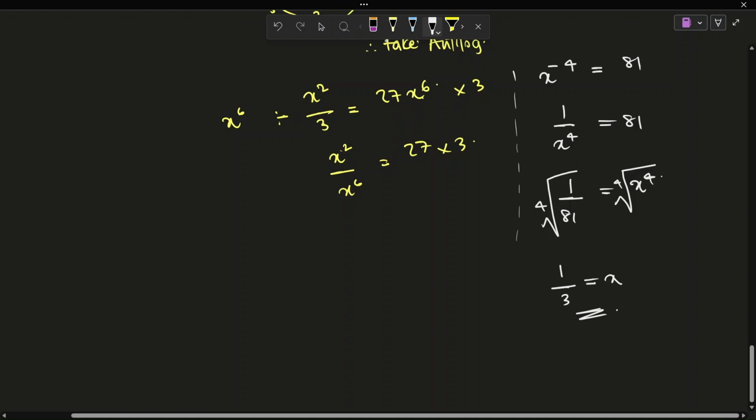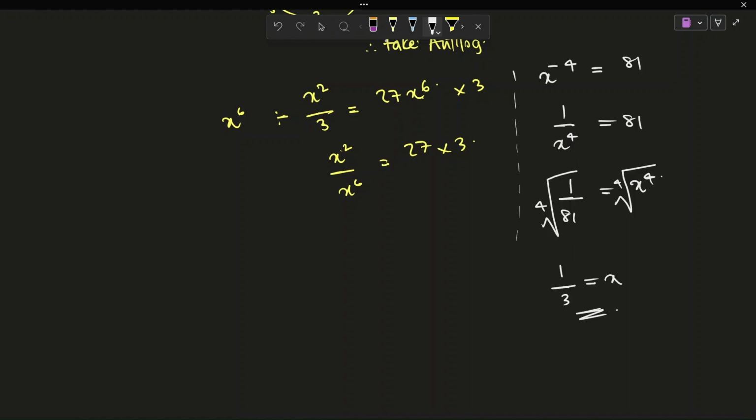With that, I'm going to end the video solving all of these equations for you to learn and get an idea. Use your resources, use your textbook, and practice these equations.